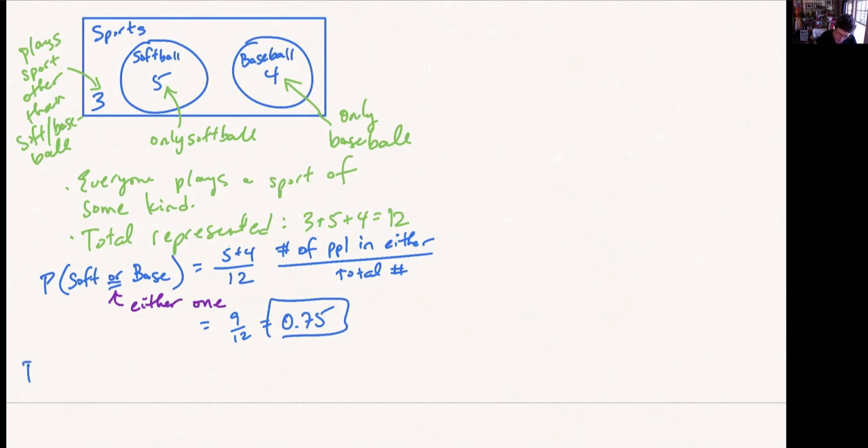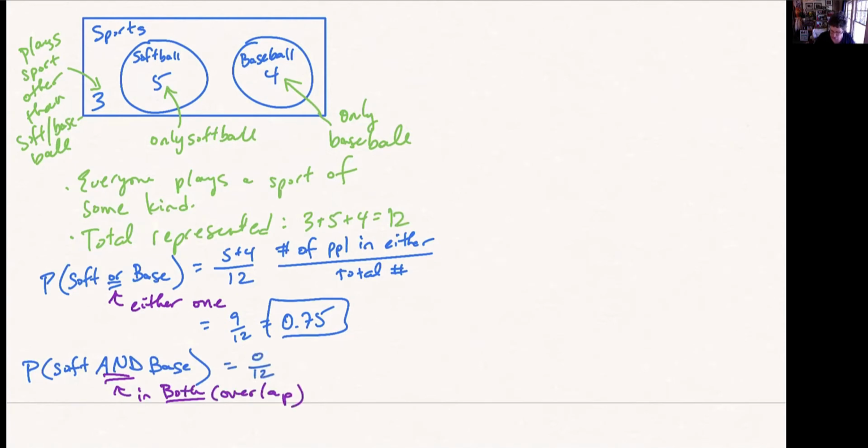Okay, we can also find the probability of softball and baseball. The "and" is a little bit different. What the "and" means is they've got to be in both of those circles. So with that "and," we're really looking at the overlap, because in order to be in both circles, there has to be some kind of overlap. But in this example, we don't have any overlap. So the probability of this happening is 0 out of 12, because there are no people, there's no overlap.